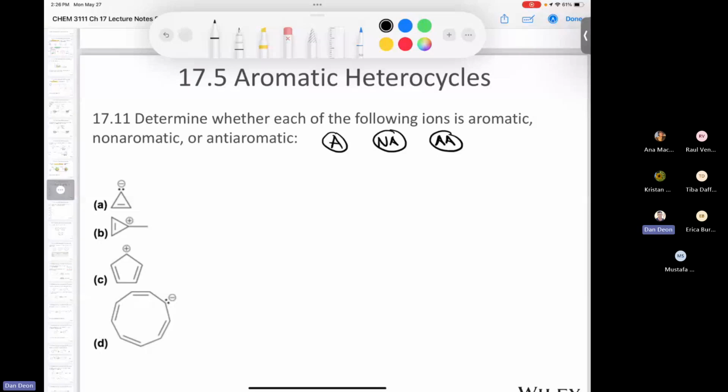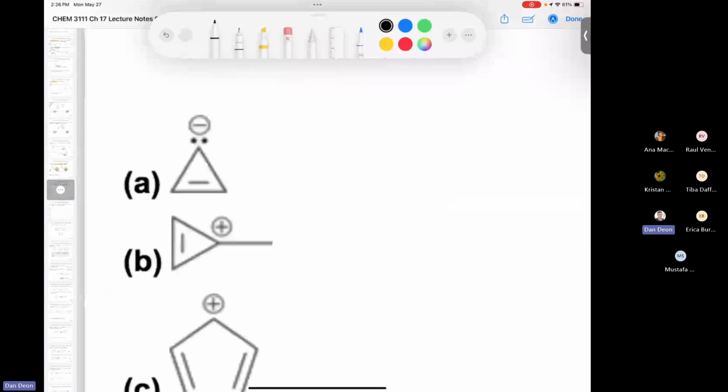So if we take a look at the first one, we could have a continuously overlapping system of p orbitals, right? If this lone pair went into a p orbital, we have a p orbital here and a p orbital here. So would that fit the criteria for being aromatic? The answer is yes. It would fit the criteria because we do have a continuously overlapping system of p orbitals. However, do we have a Huckel number of electrons?